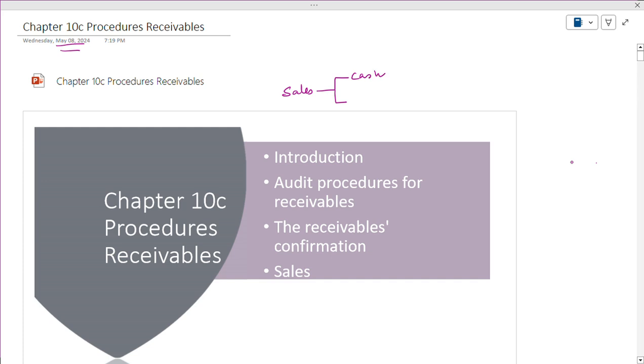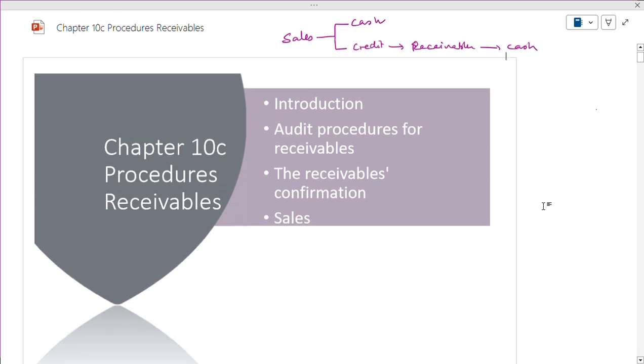Alhamdulillah. You have the cash and you have the credit sales. These credit sales will be converted to receivables, and these receivables will be converted to cash. Receivables, we have to be very careful. What are the procedures we are going to get at the end of the things? As simple as that. Very simple.